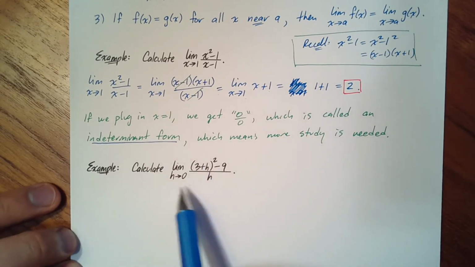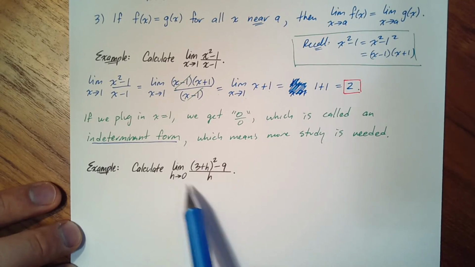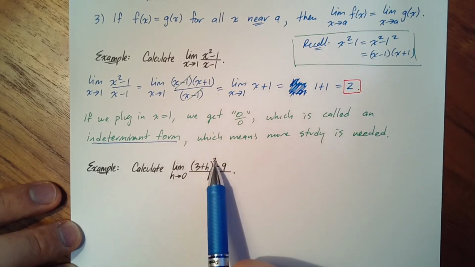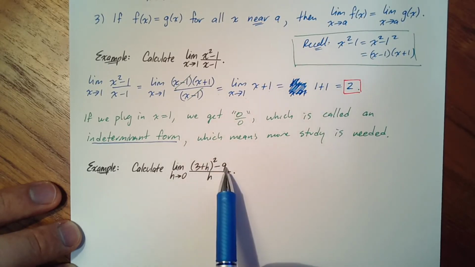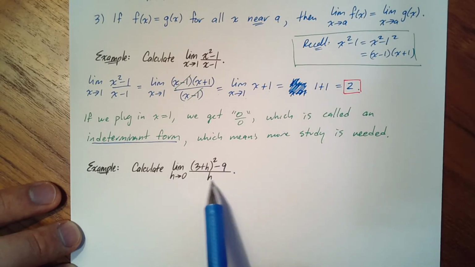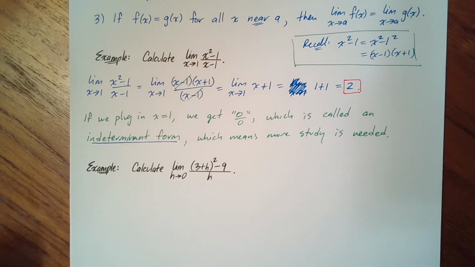It's a function of h, and we're taking the limit as h goes to 0. What happens if I just plug in h equals 0 to this fraction? Well, I get 3 plus 0, which is 3, squared, which is 9. Subtract 9, you're going to get 9 minus 9, which is 0 on the numerator. And then, of course, if you plug in 0 for the denominator, you're going to get 0 there as well. So it would also be a 0 over 0 type. Okay, that doesn't help us.